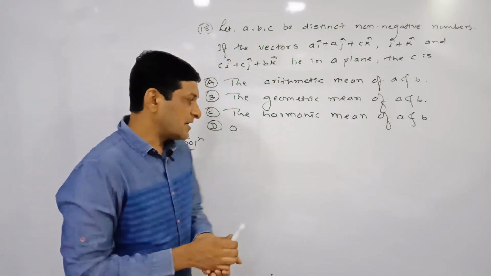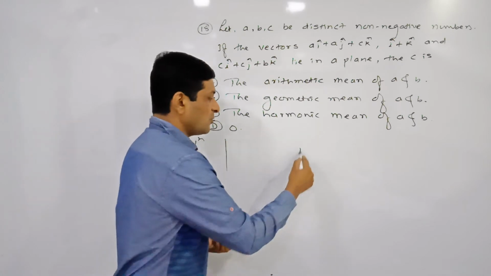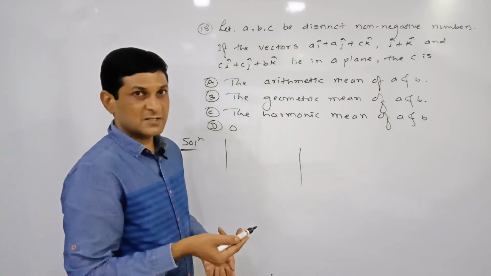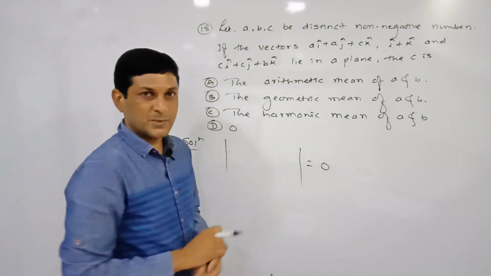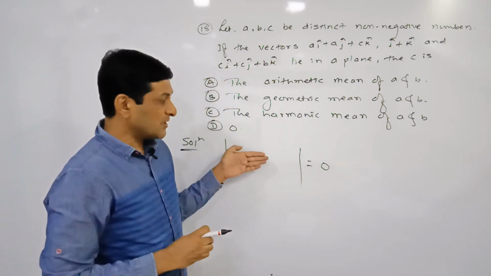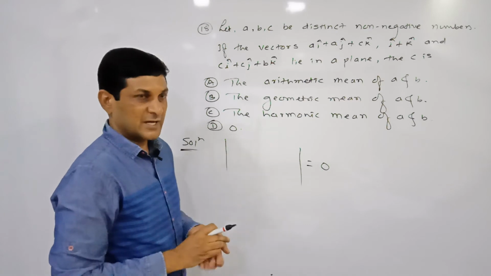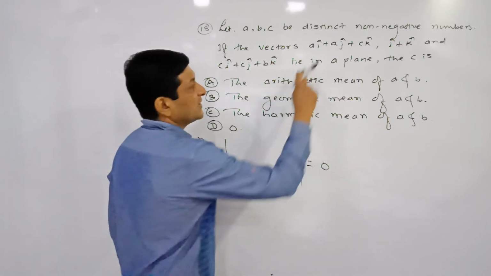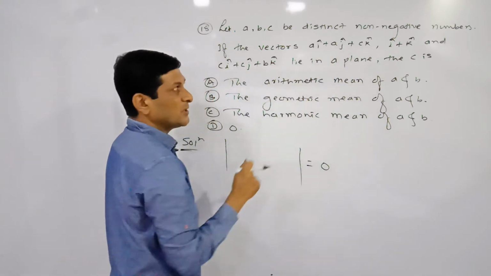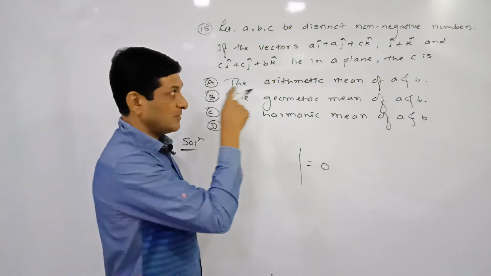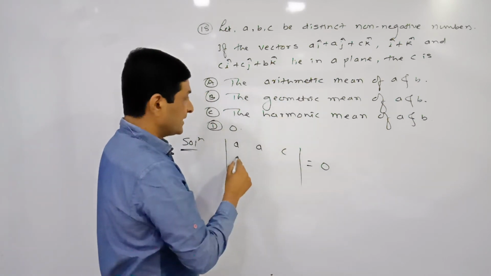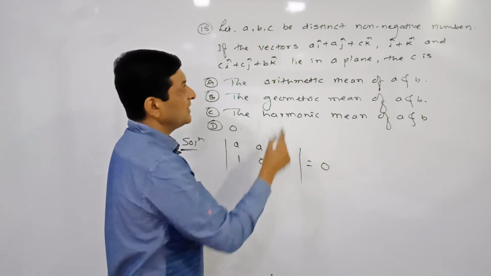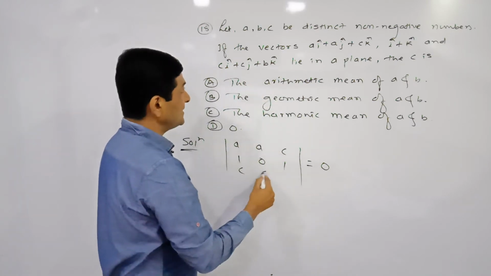So now we know that if vectors lie in the same plane, it means the vectors are coplanar. At that time the value of their scalar triple product, the box product, is equal to 0, and the box product can be found out using a determinant. So in the first row, write down the coefficients, the components of i cap, j cap, k cap, from the first vector, that is a, c. From the second vector, minus 1, 0, 1, and from the last vector, c, c, b.